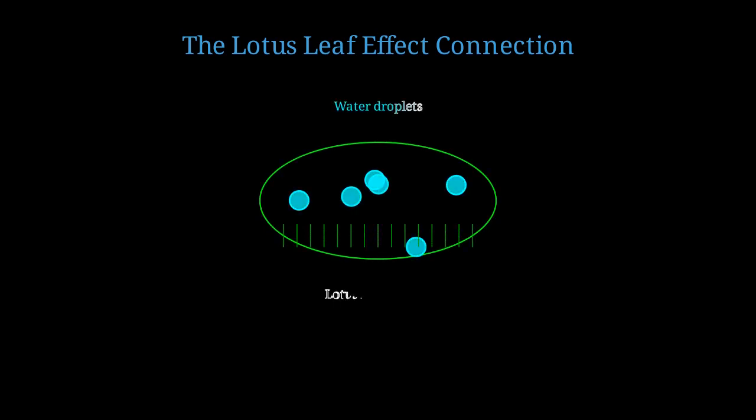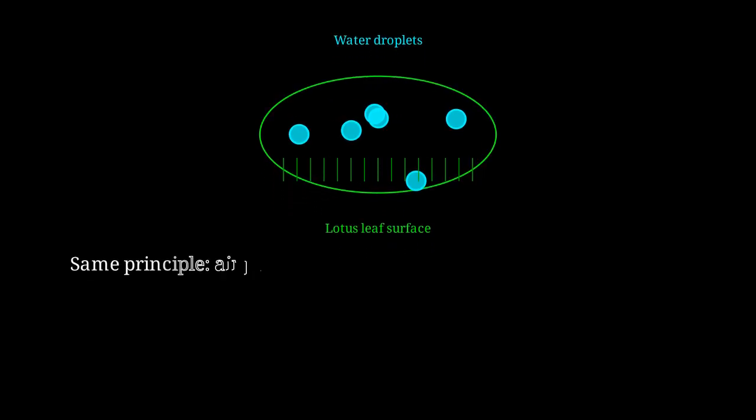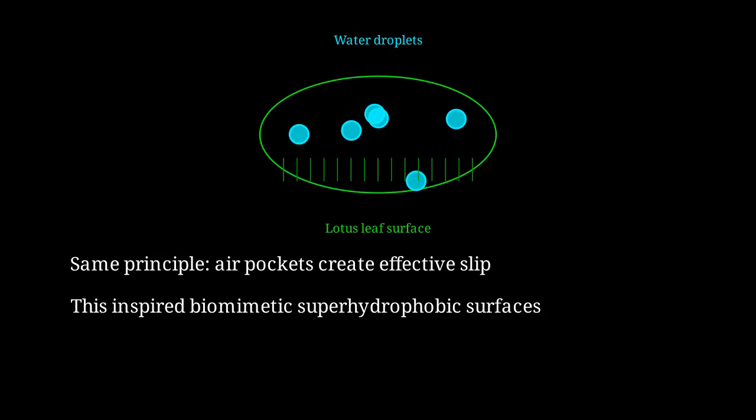There's a beautiful connection between slip flow and the famous lotus leaf effect. Lotus leaves are superhydrophobic because of their micro and nanoscale hierarchical structure. Water droplets bead up and roll off, picking up dirt as they go. The same principle is at work. The textured surface traps air, creating effective slip between the water and the leaf. The droplets essentially roll on air. This has inspired engineers to create biomimetic surfaces that mimic the lotus leaf structure for self-cleaning and drag reduction applications.